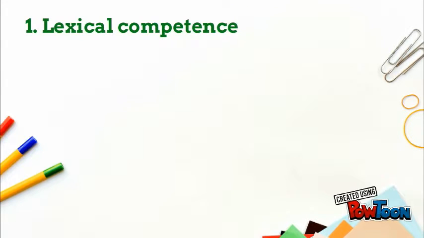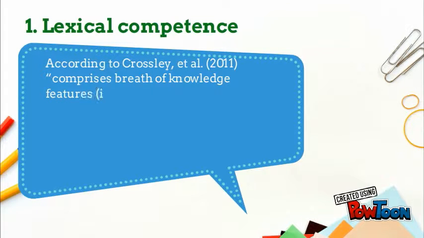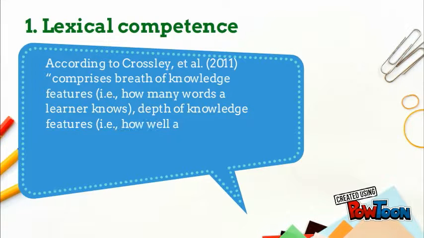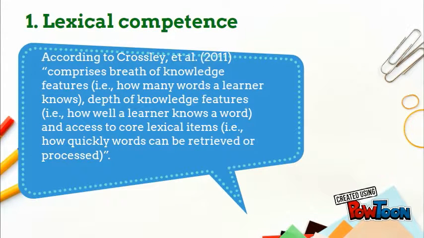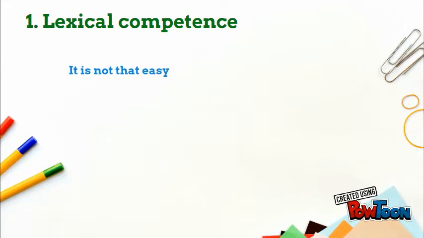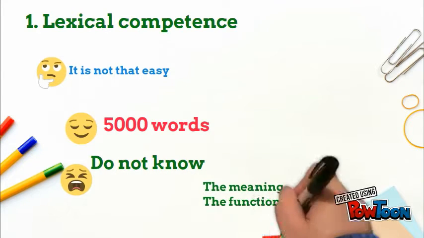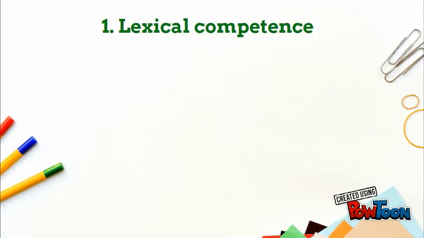Number 1. Lexical competence. Lexical competence, according to Crossley et al. 2011, comprises breadth of knowledge features: how many words a learner knows; depth of knowledge features: how well a learner knows a word; and access to core lexical items: how quickly words can be retrieved or processed. Lexical competence is not that easy, because a speaker may know thousands of words, but he may not know the meaning, the function, or the context in which the word has to be used.